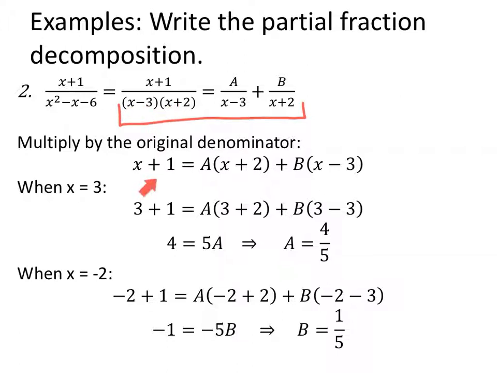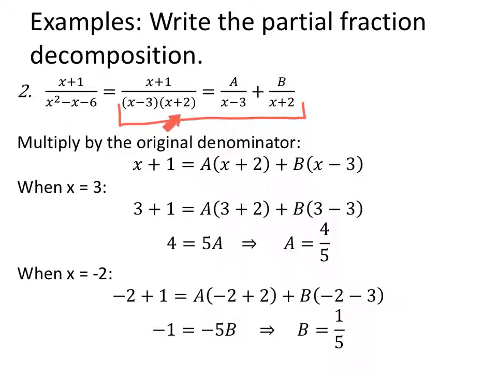So on the left, it cancels my denominator entirely. For a over x minus 3, the x minus 3's will cancel out. I'll be left with a times x plus 2. And here I'll have b times x minus 3. The zeros of the original denominator: when x equals 3, I put in 3 for x. Everywhere I see an x, I replace it with 3. Notice 3 minus 3 makes 0 times b. So I'll have 5a equals 4 and a equals 4/5.